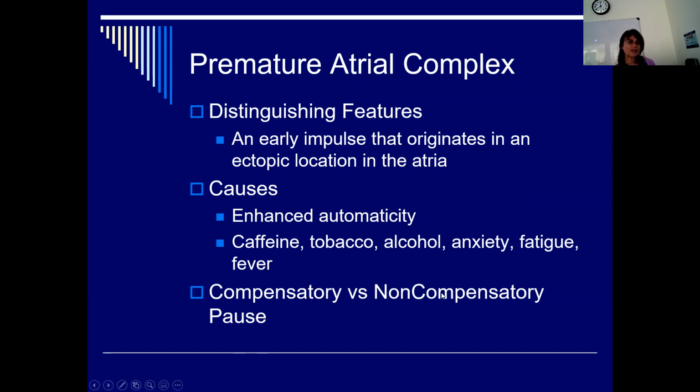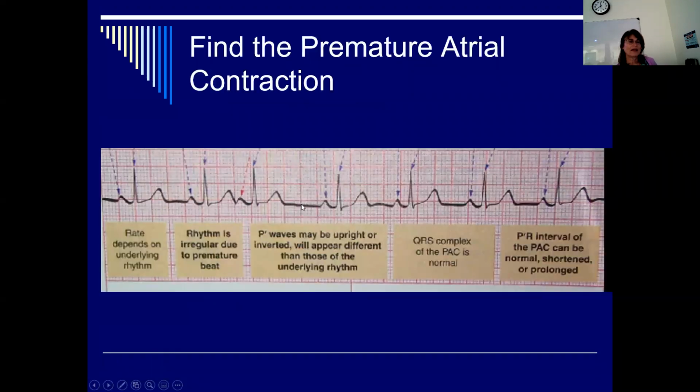All right, and then compensatory versus non-compensatory pause, not really important. But if you see a normal rhythm but right here you see nothing. In this strip, you say it looks irregular. Are there P waves? Yes. PR interval? Yes. QRS, everything looks good except for this one. The impulse begins earlier and then all the rest are on time.